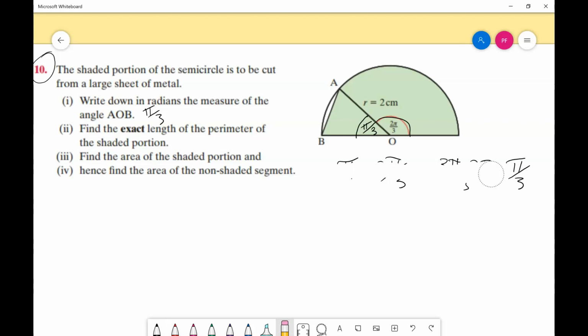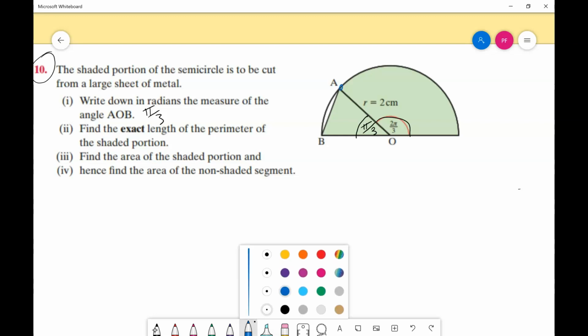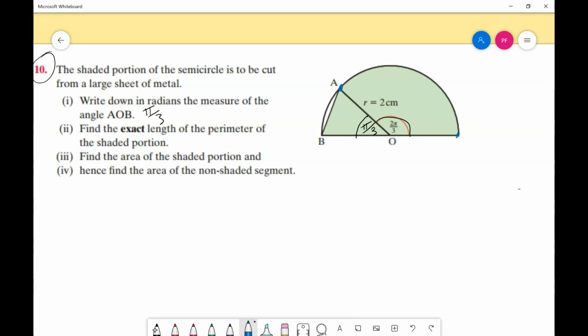Okay, then part 2. Find the exact length of the perimeter of the shaded portion. So the perimeter of the shaded portion is the arc length from here to here, plus this straight line. Our arc length, we know L is equal to r theta. So L is equal to 2 multiplied by theta, which is 2 pi over 3. So L in this case is 4 pi over 3.